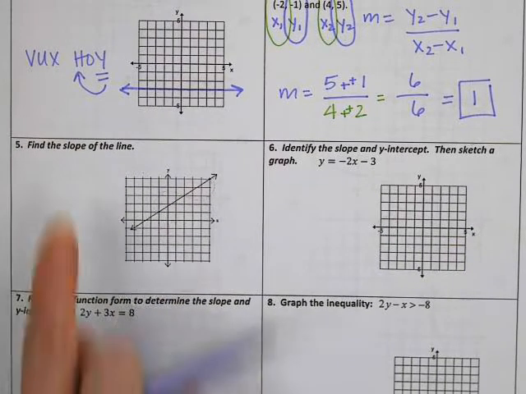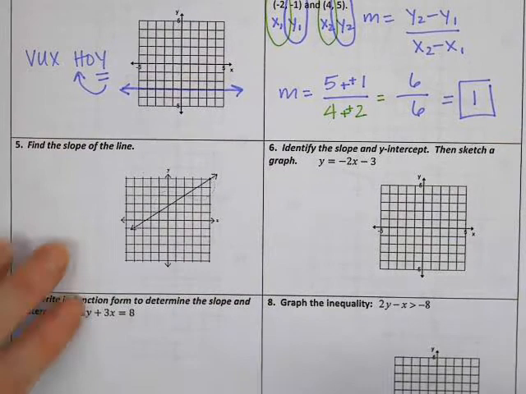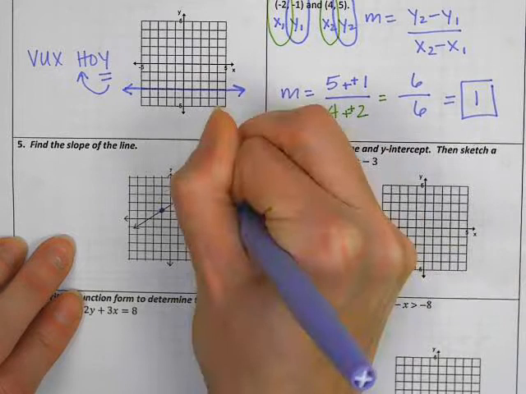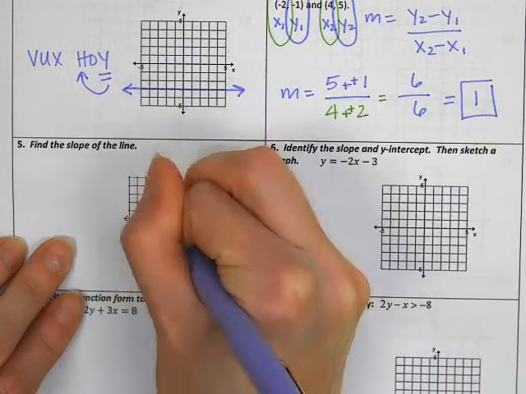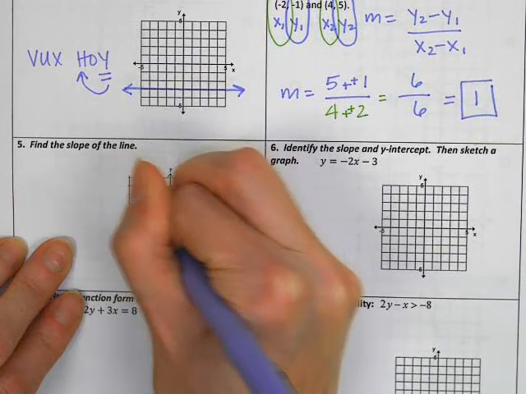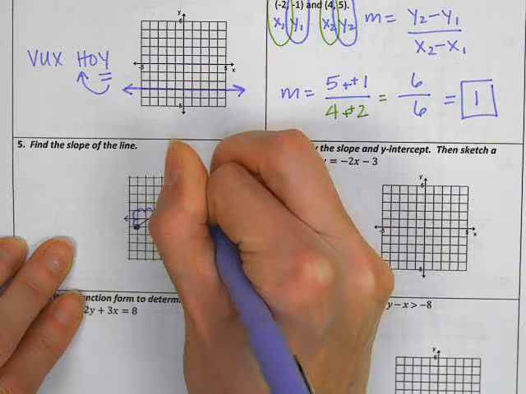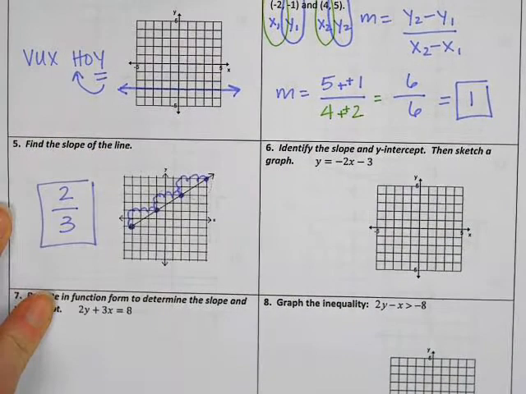Another way to find slope is by counting rise over run on a graph. So if you can find 2 nice points, any 2, you can just count up to right 3, up to right 3, up to right 3. So the slope is 2/3. Rise over run.